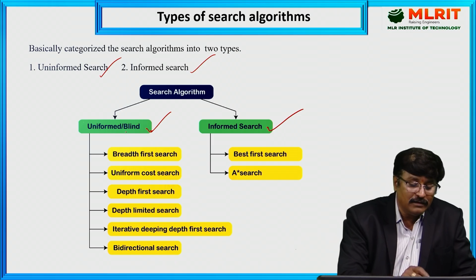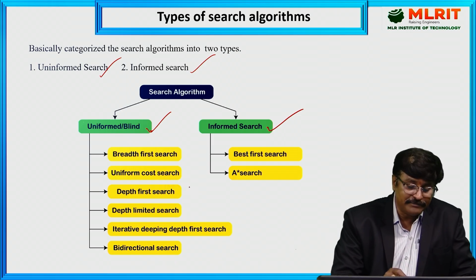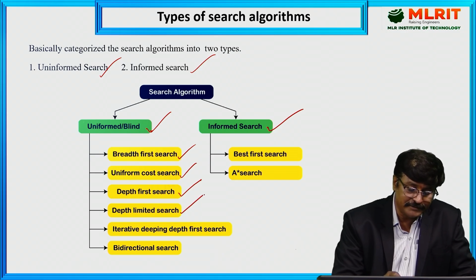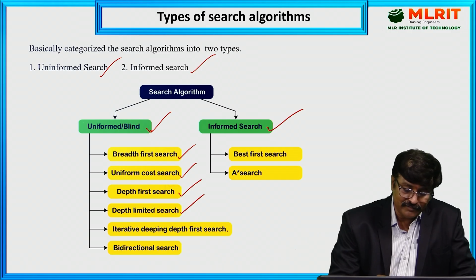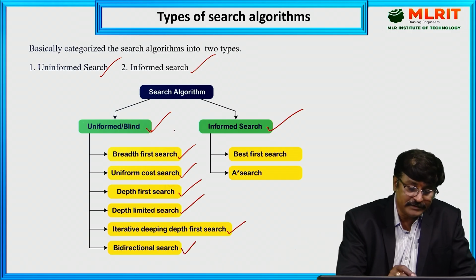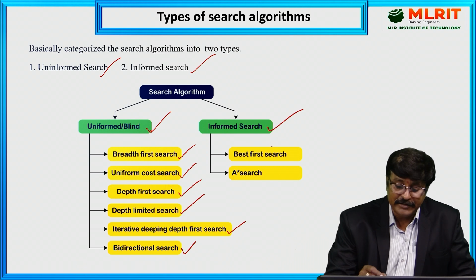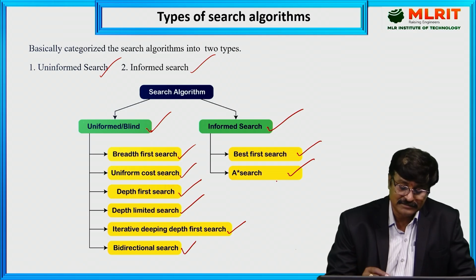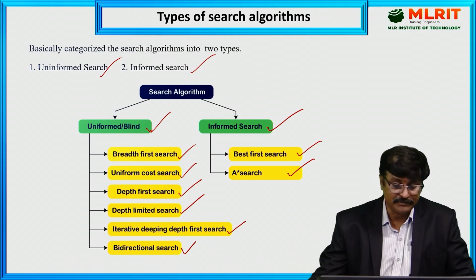So these are the uninformed search algorithms, and there are various types: breadth first search algorithm, uniform cost search algorithm, depth first search algorithm. There are also variants of depth first search: depth limited search or depth bounded search, iterative deepening depth first search, and bidirectional search. All these are uninformed search algorithms. And a few informed search algorithms I have mentioned here: best first search algorithm, A star search algorithm, hill climbing search algorithm, simulated annealing algorithms like this. Those are the informed search algorithms.